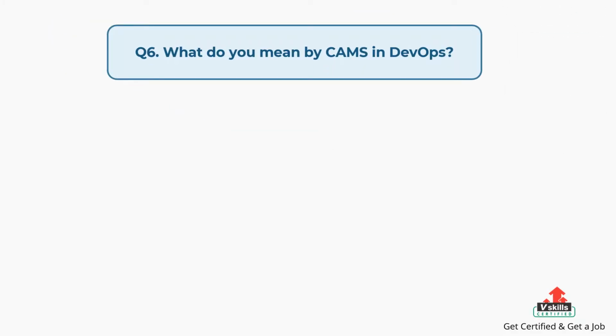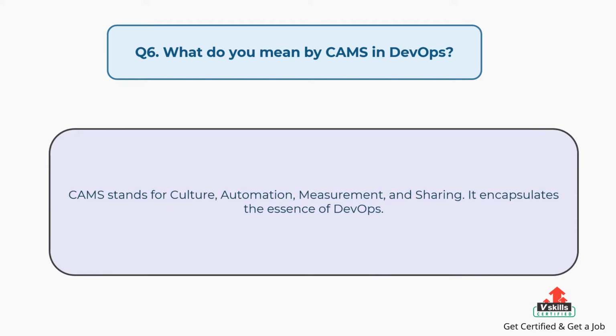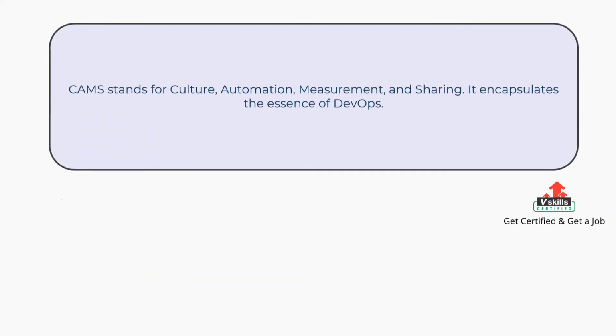Question number 6. What do you mean by CAMS in DevOps? The answer is: CAMS stands for Culture, Automation, Measurement, and Sharing. It encapsulates the essence of DevOps.